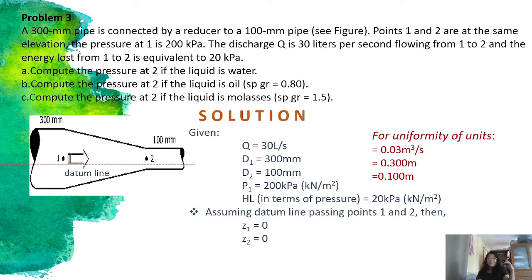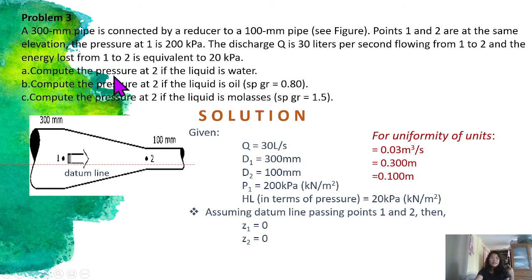Kaya nga reducer. So, in the figure, points 1 and 2 are at the same elevation. So, ito yung point 1 and point 2, no? Same elevation yan. Siguro nasa center line yan. The pressure at 1 is 200 kilopascal. The discharge Q is 30 liters per second flowing from 1 to 2. And the energy lost from 1 to 2 is equivalent to 20 kilopascal.